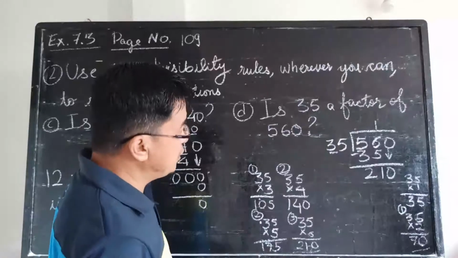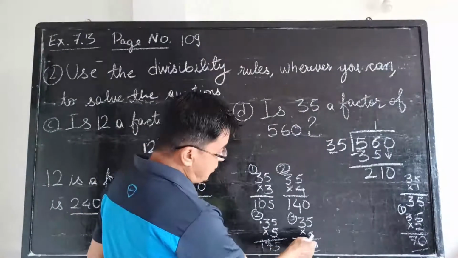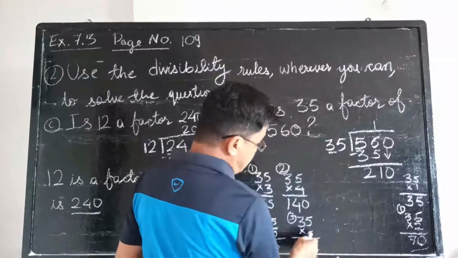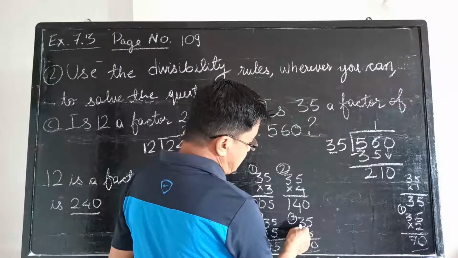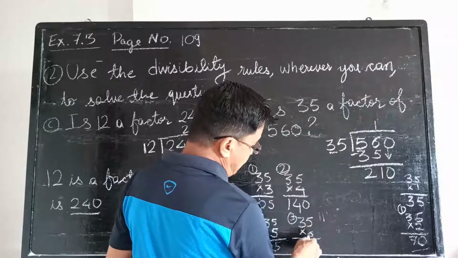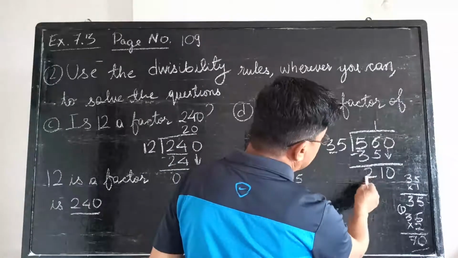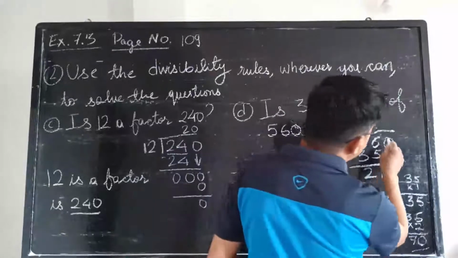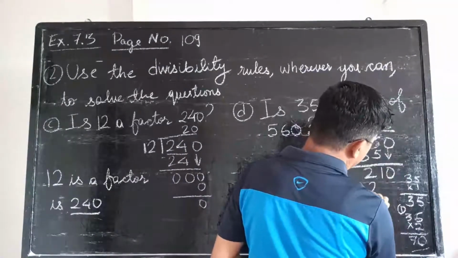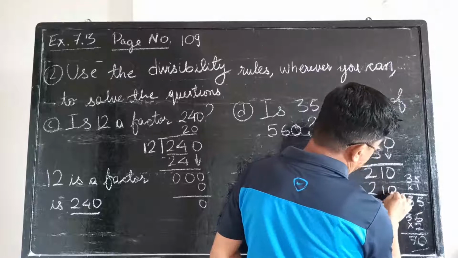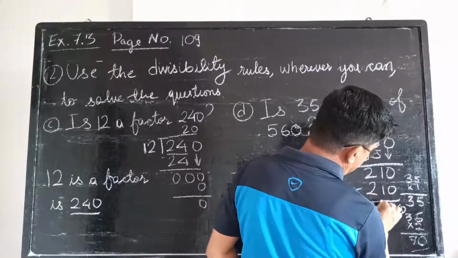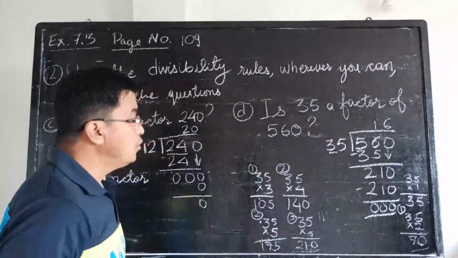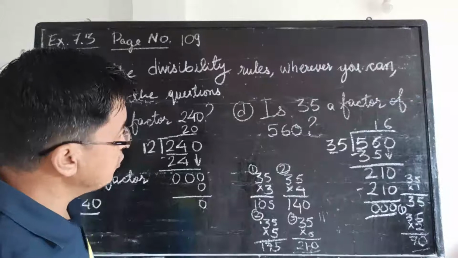So 35 will go into 210 how many times? 6 times. 35 6s are 210. 6 5s are 30, carry 3. 6 3s are 18, 19, 20, 21. So 210. Here also 210. 35 will go into 210 how many times? 6 times. Here 0 minus 0 is 0, 1 minus 1 is 0, 2 minus 2 is 0. So 35 can divide 560 exactly with no remainder.